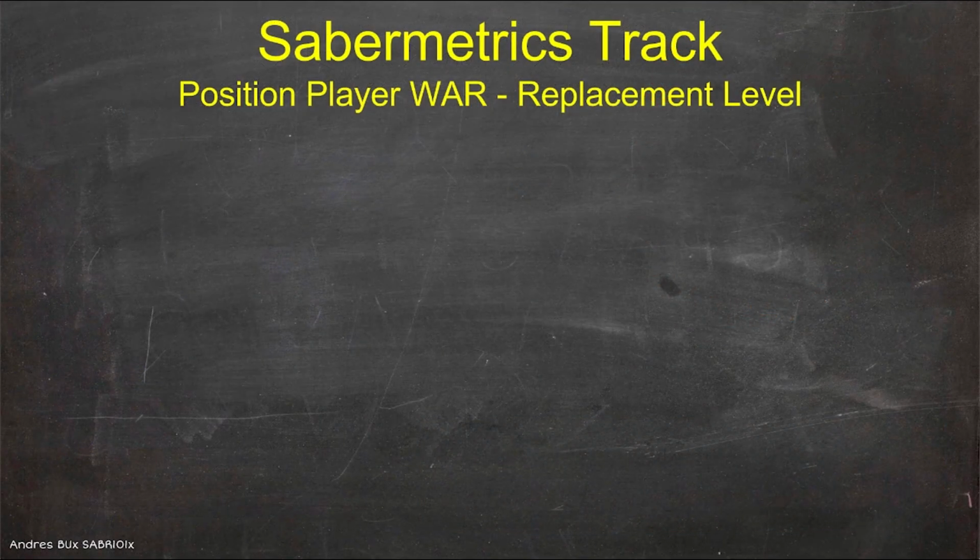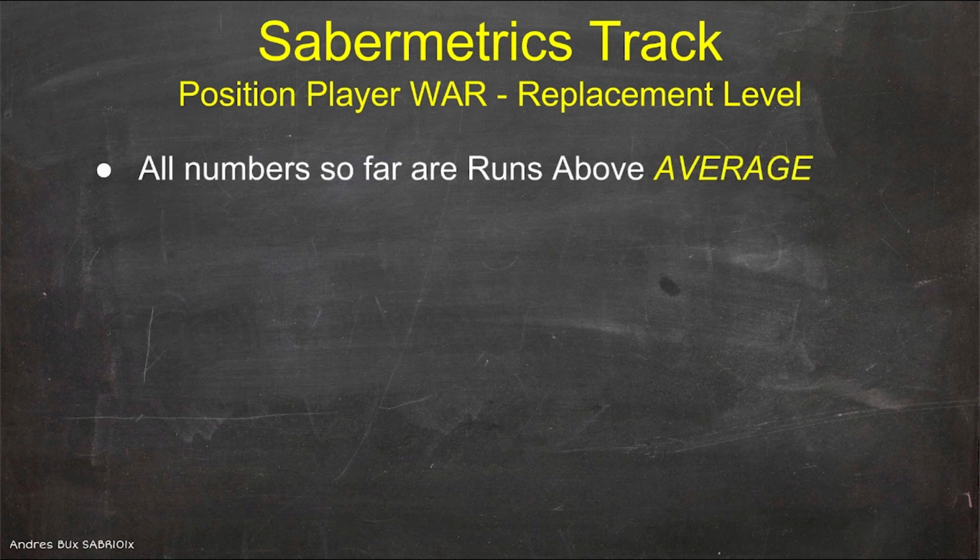So we've done everything so far relative to the average Major League Baseball player. Batting runs was relative to the average batter in the major leagues. Base running was relative to the average base runner. And even though we had a different adjustment with fielding, it was against the average fielder at every position.